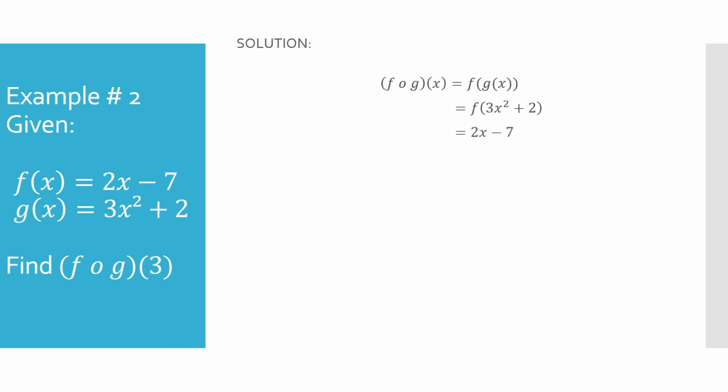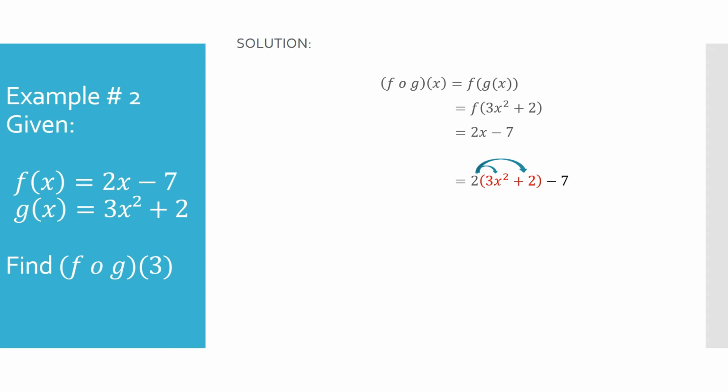And then our f of x is 2x minus 7. Now we will replace or substitute x with 3x squared plus 2. So we have 2 times 3x squared plus 2 and then copy minus 7. Next, we will distribute 2 to 3x squared and to positive 2 and then multiply.